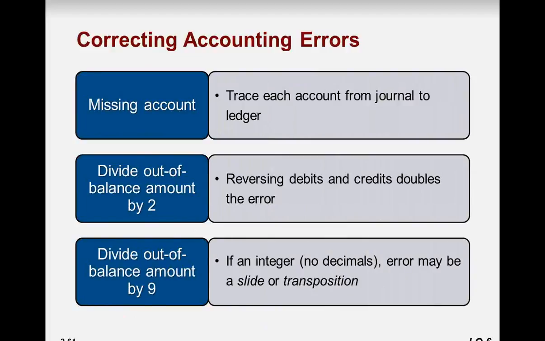There are other clues that would tell you where you were off. If you had an abnormal balance, meaning that you had a cash account that had a credit balance, then that should be a trigger for you to look and see what you did wrong, because cash should not have a credit balance. So you would be bouncing checks at the bank. That wouldn't be a good thing.